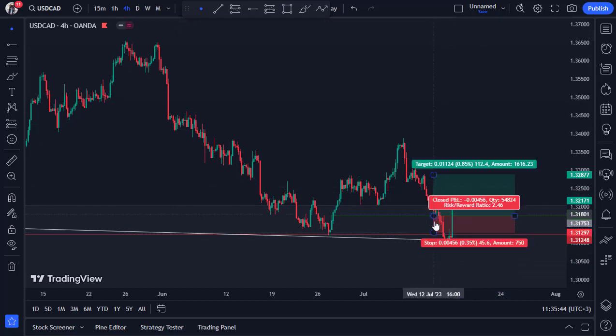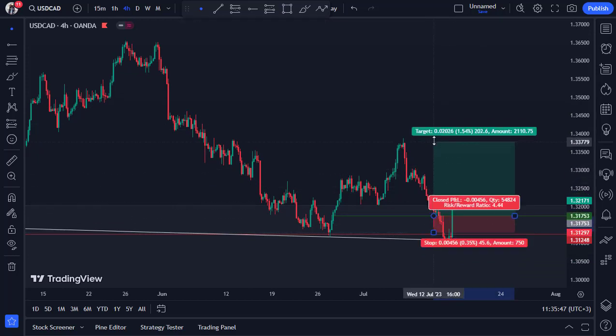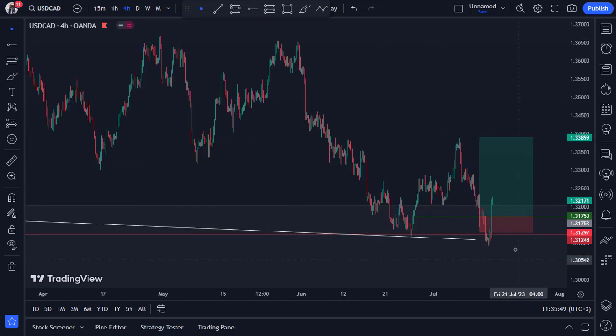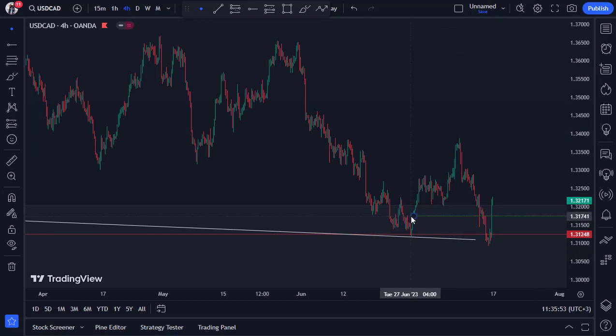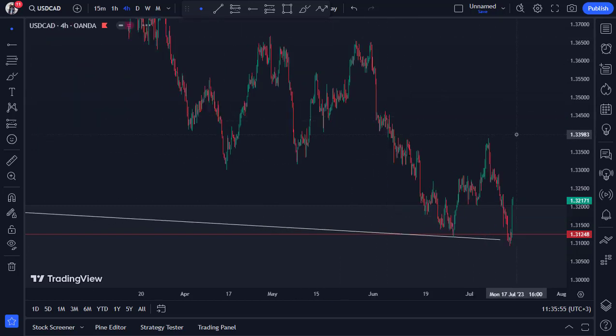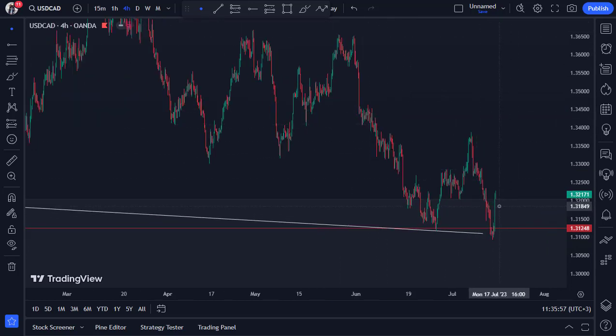Yeah, you can see the price rejected it and started pushing to the upside, but quickly reversed to the downside and took us out. Then again it has pushed up. Okay, so what's happening is, if you're looking at the higher time frame, you can see the price is still at our value area.